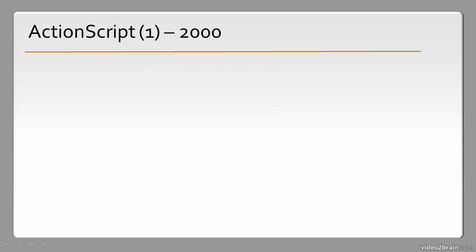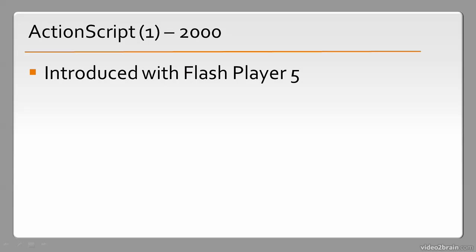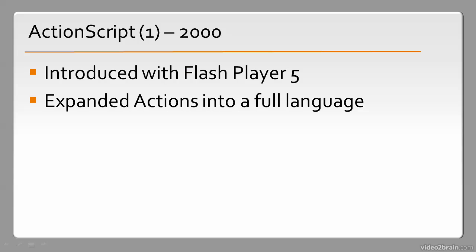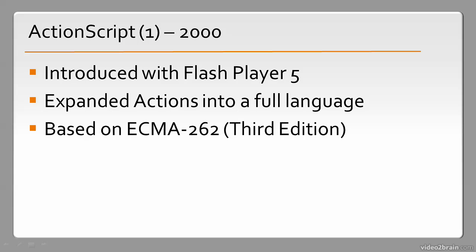So then we had ActionScript. And with the introduction of ActionScript 2 and 3, this first version of ActionScript is now known as ActionScript 1. This was introduced in the year 2000 with Flash Player 5. It expanded the concept of actions into a full language. It's based on ECMA 262, the third edition. So this is very similar to the edition that other dialects of ECMA, such as JavaScript, are based on.